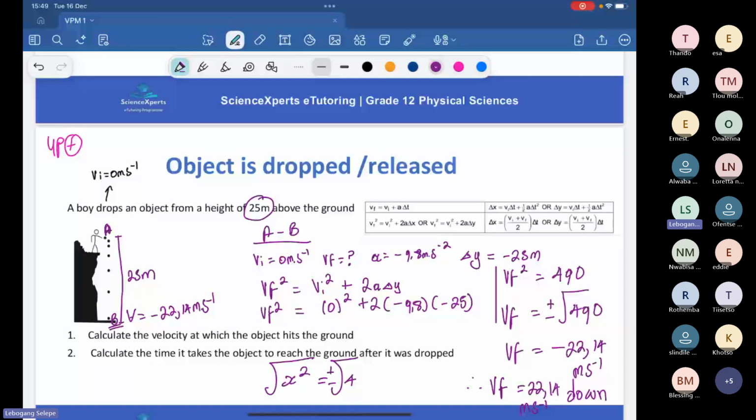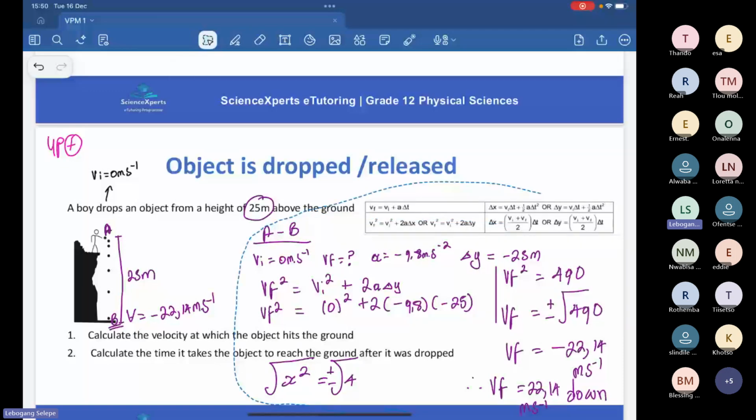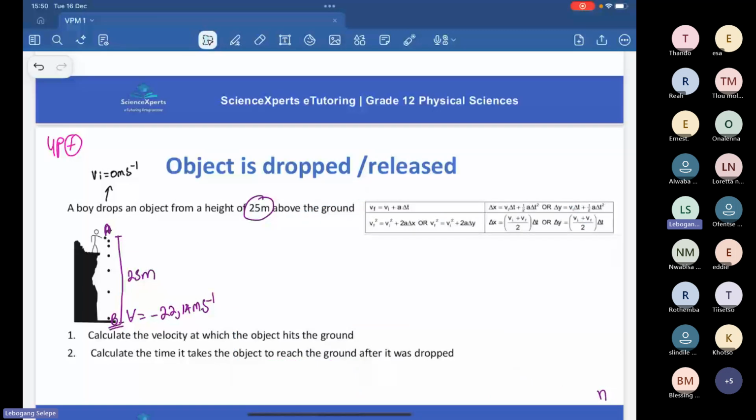So now let's wipe here and do the next question. Should I give you guys an opportunity to do this one? I think you can do it on your own. Follow the same steps. I'm going to give you 3 minutes max. Should we do the second question? Yes, number 2. Okay, sir.